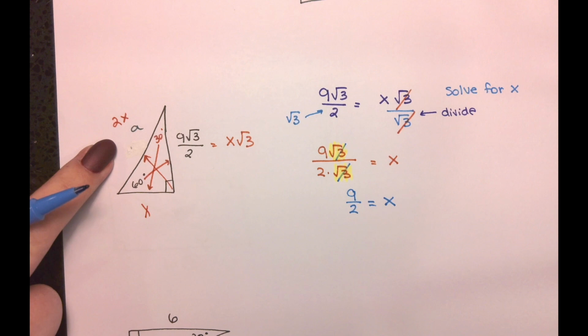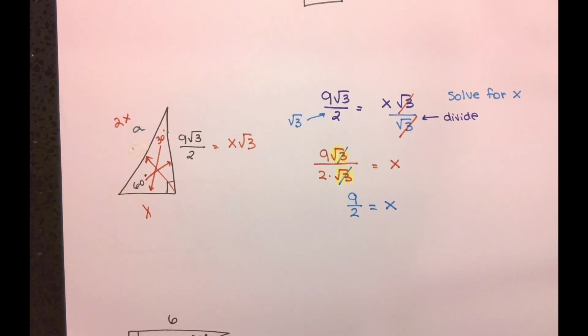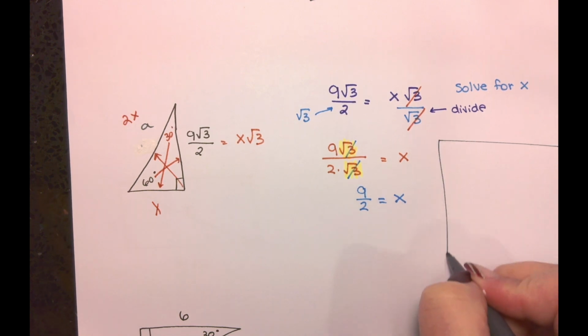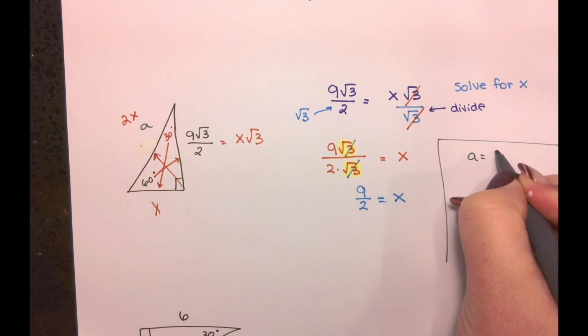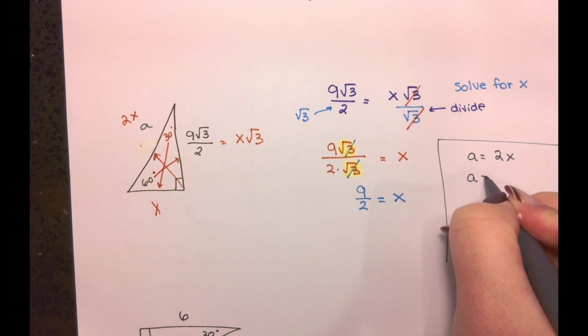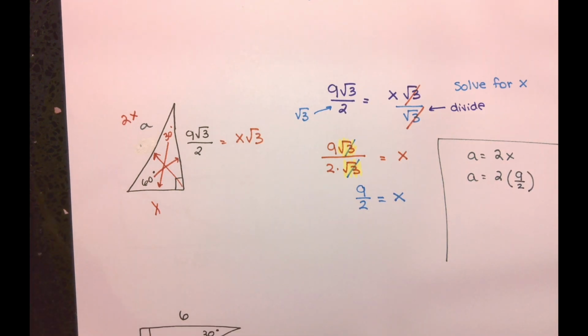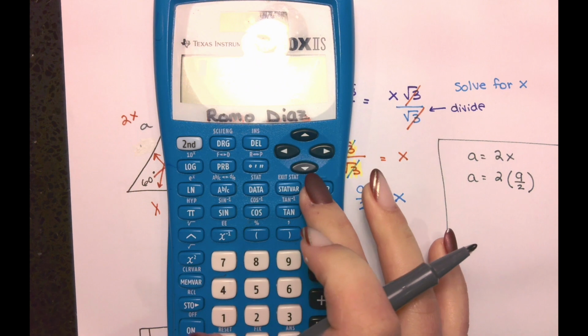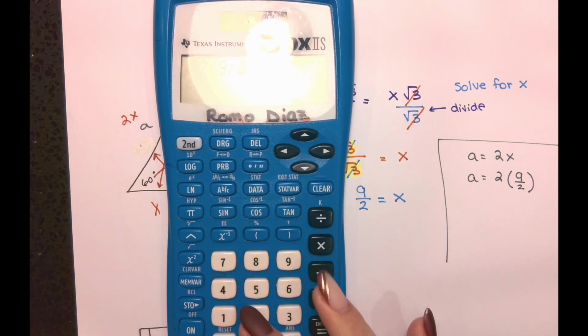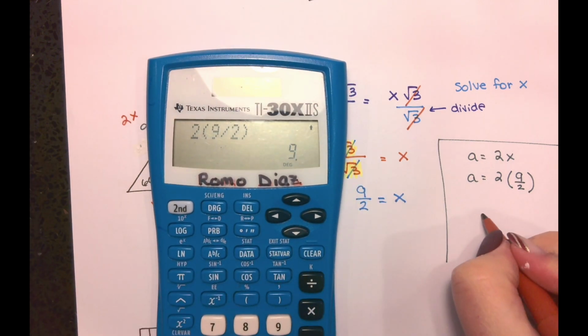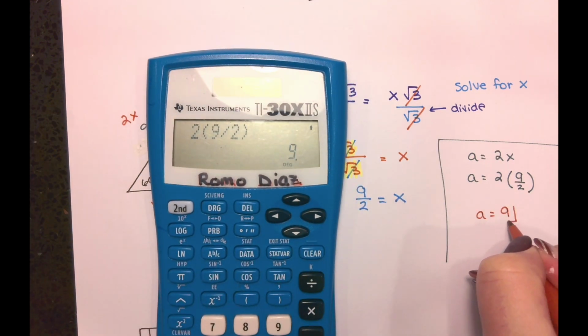In this example, they are asking us for 2X. So that is your secondary mini equation. Our X is 9/2. Now, if you want to use this in a calculator, that's fine. We got 2 parentheses 9/2. Make sure that 9/2 is in parentheses, otherwise it will give you the wrong answer. So A is equal to 9.